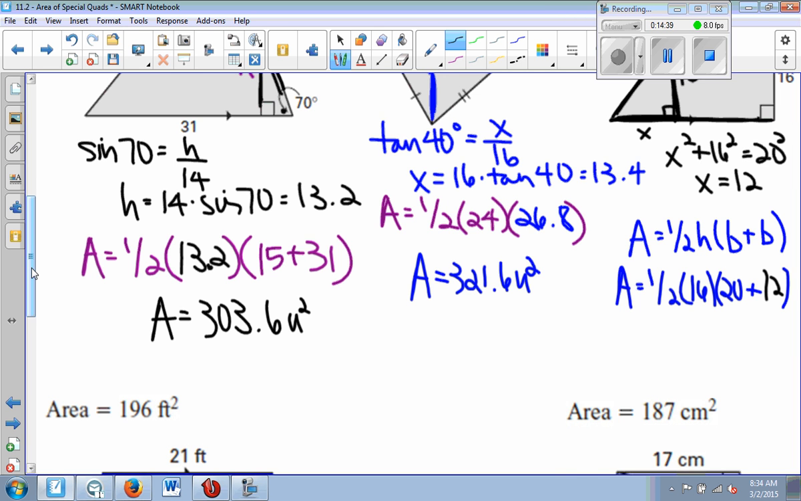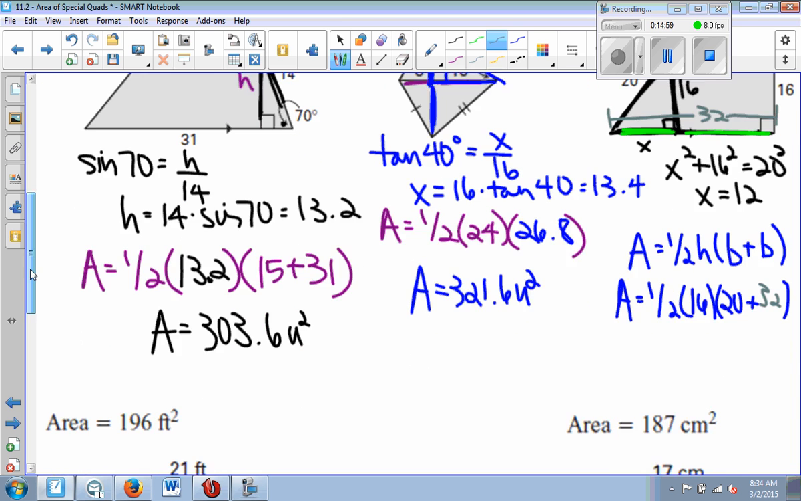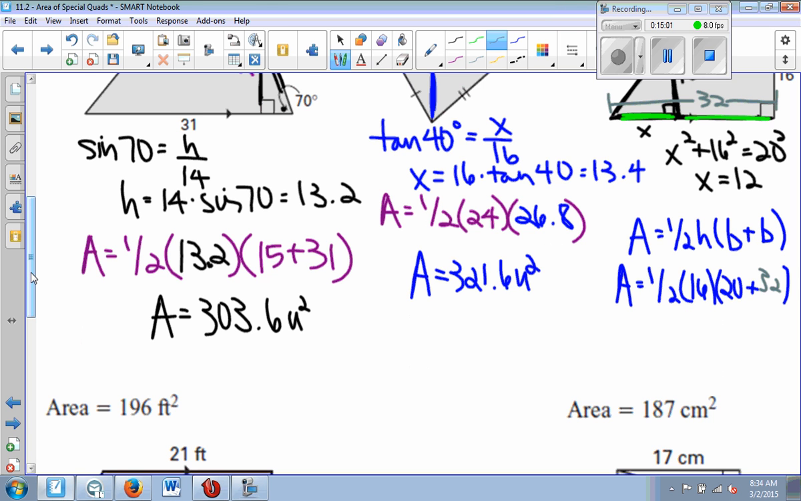That second base isn't 12. That's only a portion of the base. Let me erase that. So what we found here was that part of the base. This portion is 20, which makes the entire base 32. So that should be a 32 in there, not a 12. My apologies. So let's fix that. So 0.5 times 16, the bases added together would give me 52, and I get 416 as my area.